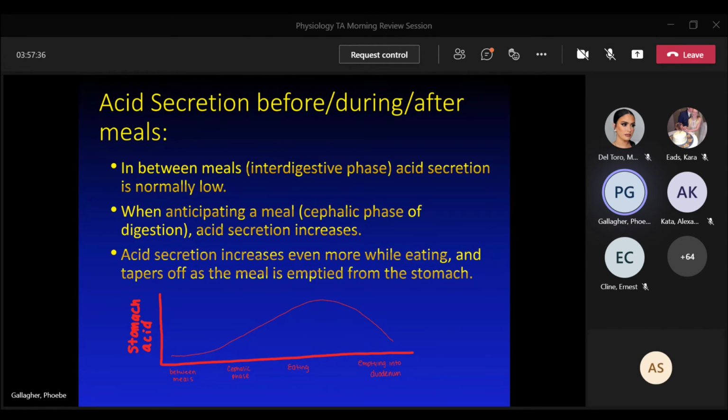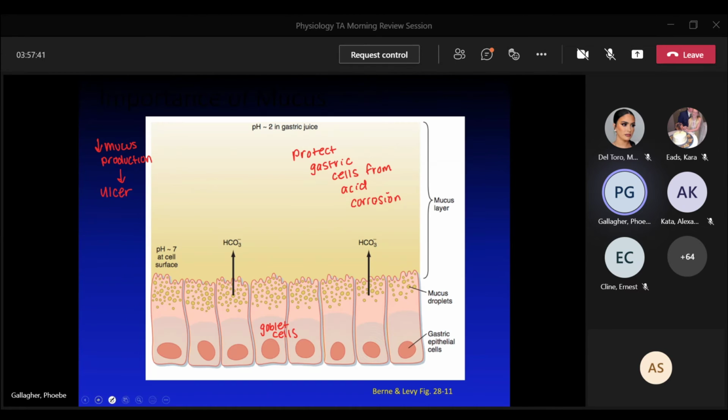So if you can just visualize this graph, it'll help you remember this a lot easier.